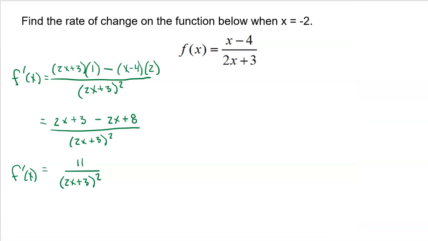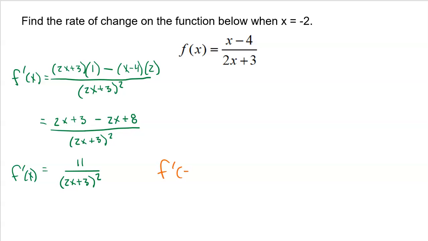And voila, using the quotient rule, there's my derivative, 11 divided by 2x plus 3, quantity all squared. So again, hopefully you follow my work there. I'm not going to walk through it. Done that in previous videos. But the question is, how do I find the rate of change when x equals -2? Well, it's really simple. All I have to do is plug -2 into the derivative.